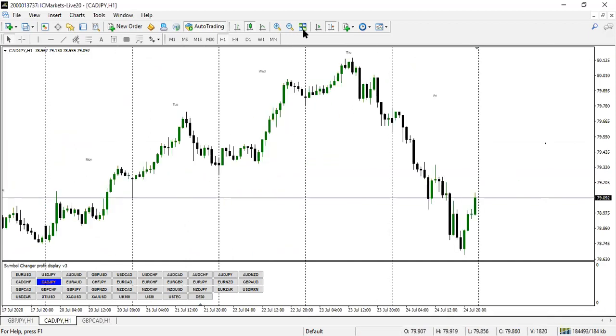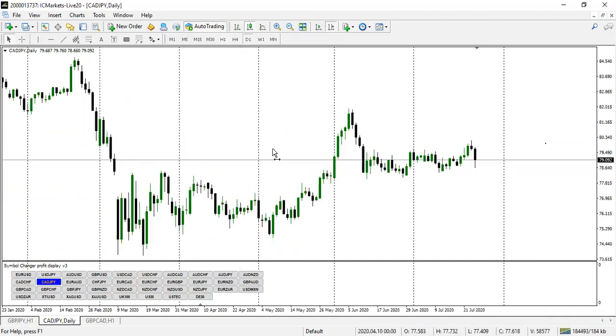Then on CADJPY, so checking it from daily, this market is not really trending, but it is bullish. We can see this market trending here, and market was actually struggling to go higher. So this implies to us that market actually went up here. We might likely see this zone being a rejection zone for us.